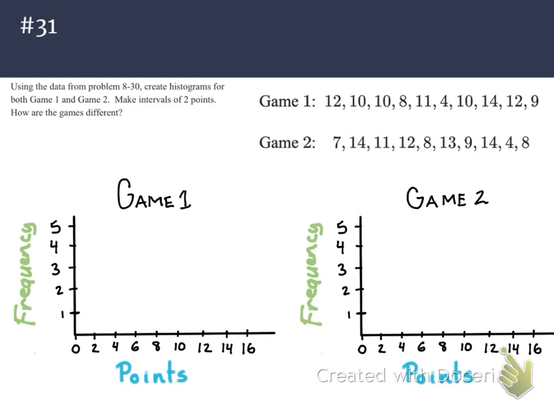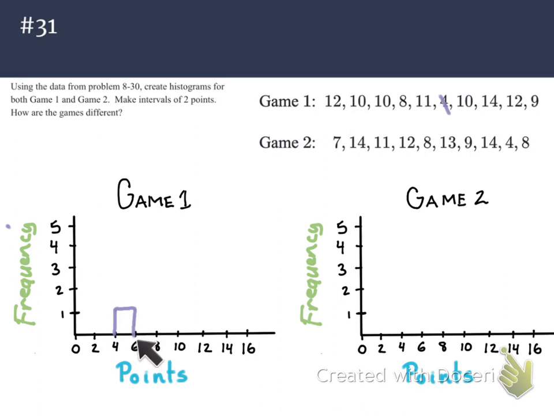So let's get going, making our very first histogram. We're going to start with game 1. And I'm just looking, do I have any data points in the 0 to 2 range? No, I do not. How about the 2 to 4? I do. I have 1, 4. So on my histogram, it's not going to be in the 2 to 4 range. It's going to be in the 4 to 6 range. I'm going to include a frequency of 1.